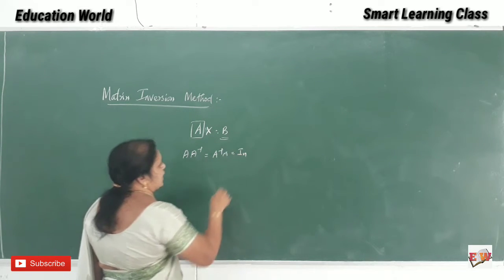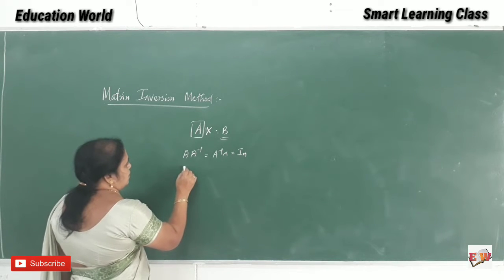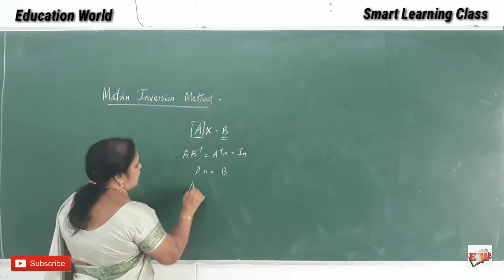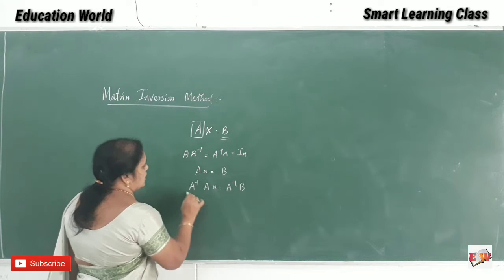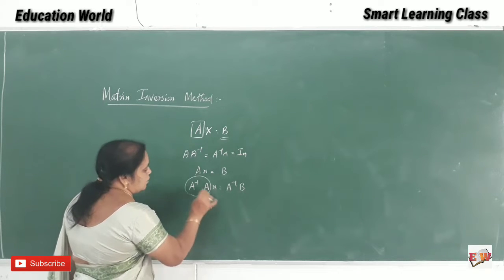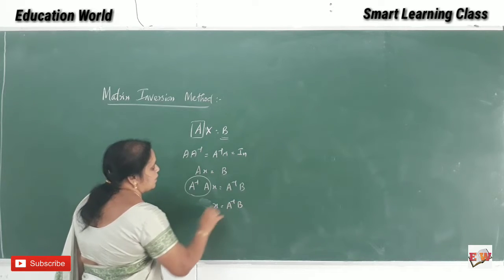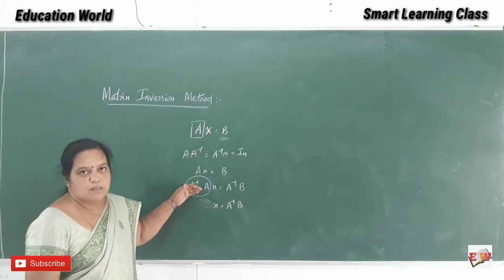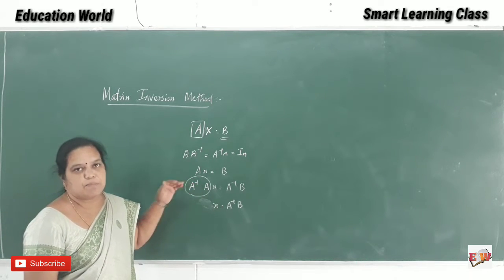A inverse A is equal to In. Suppose you are pre-multiplying with A inverse: A inverse Ax is equal to A inverse B. This A inverse into A becomes the identity, so x is equal to A inverse B. This is the method to find the solution using the matrix inversion method.